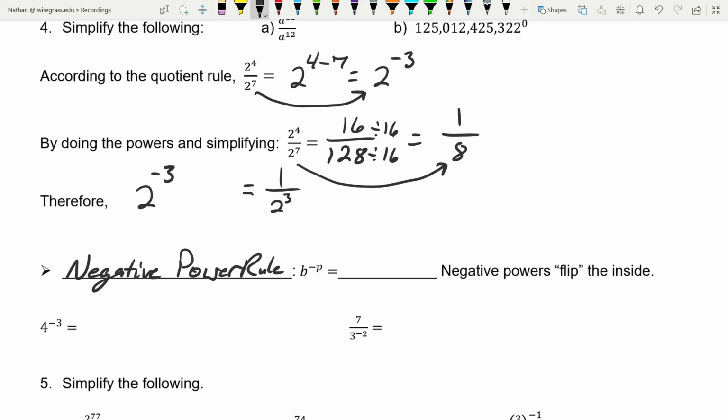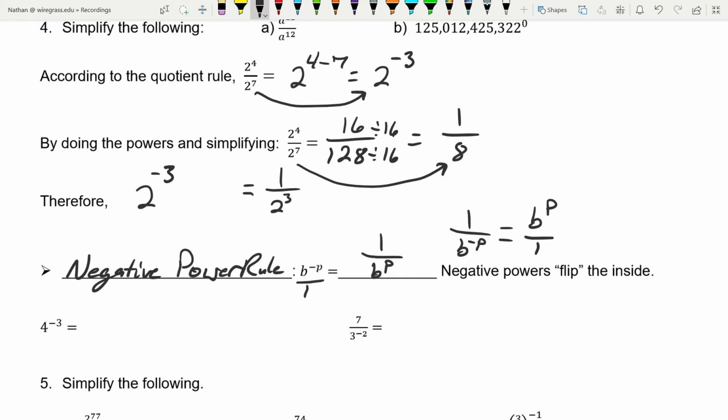b to some negative p is the same thing as 1 over b to the p. The negative just flips where it's at. So b to the negative p was in the numerator, it becomes in the denominator. Likewise, if it's in the denominator, it goes to the numerator. Once you do the flip, that cancels the negative, that gets rid of it. So make sure you don't leave the negative in there. The flipping does the negative power.